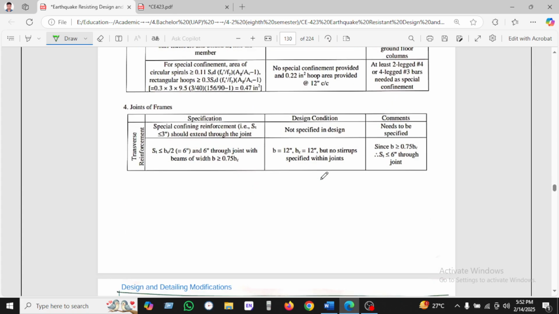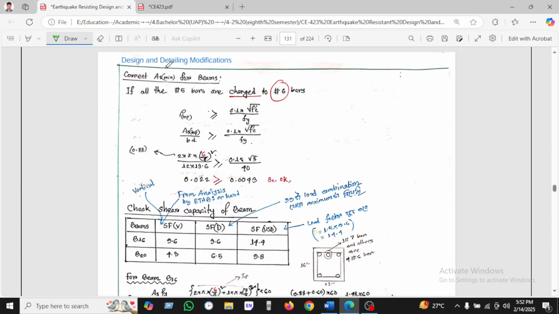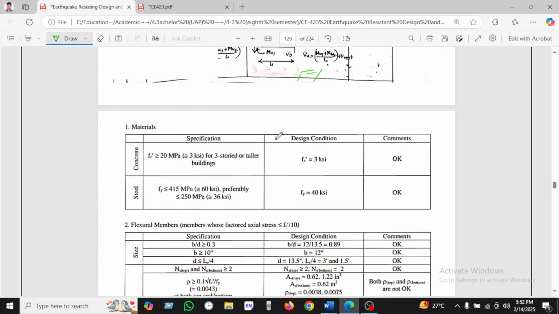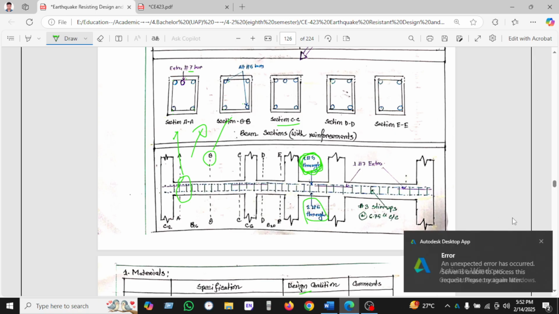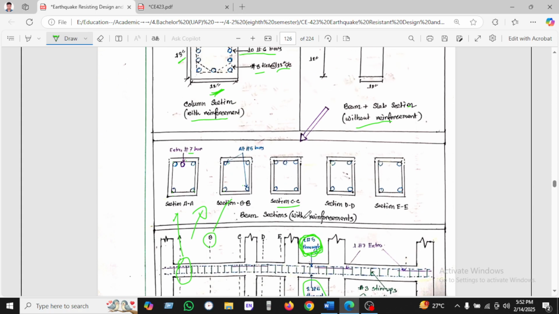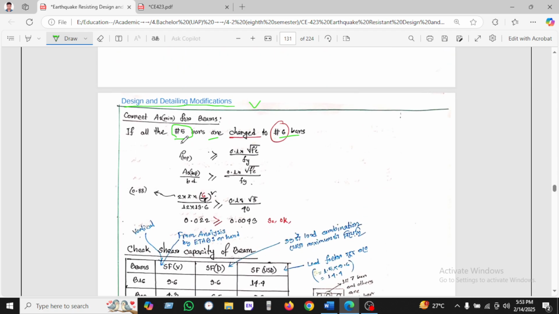we are all using this now. Design and detailing modification, so we have to make modifications. At first, correct it for the beam. If all beams use number 4 bar, change to number 6 bar. So let's see. This is our number 2, number 5 bar we have used through. So this bar we are changing. We are using 6 bar instead of 5 bar. So let's see how we will calculate.